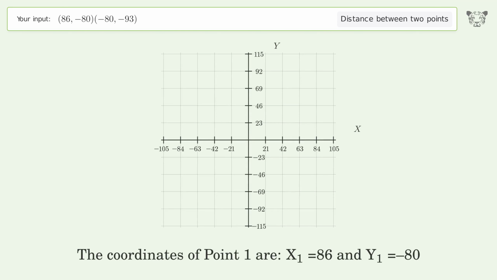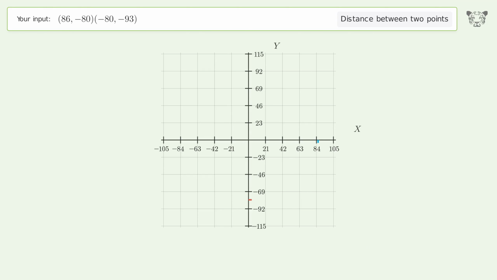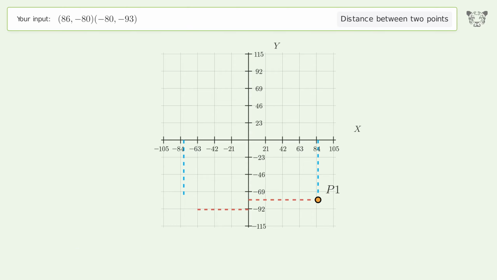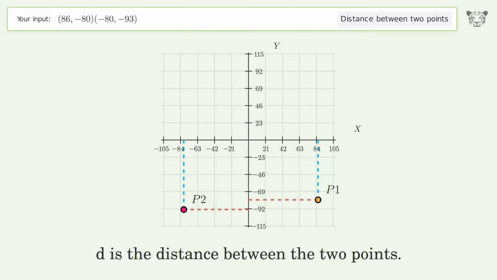The coordinates of point 1 are x1 equals 86 and y1 equals negative 80. The coordinates of point 2 are x2 equals negative 80 and y2 equals negative 93. D is the distance between the 2 points.